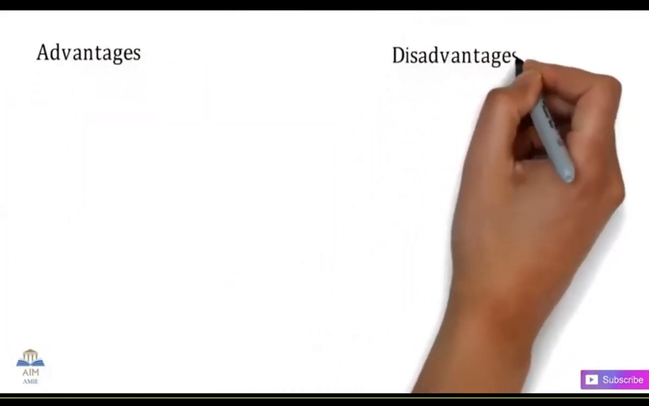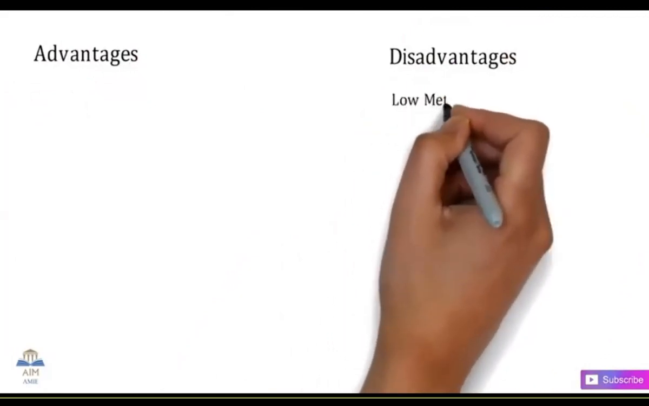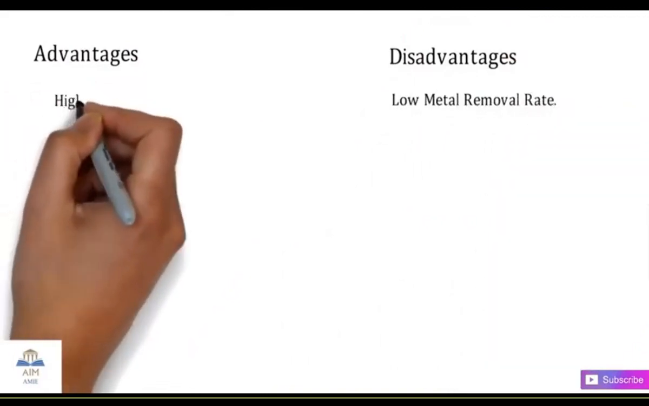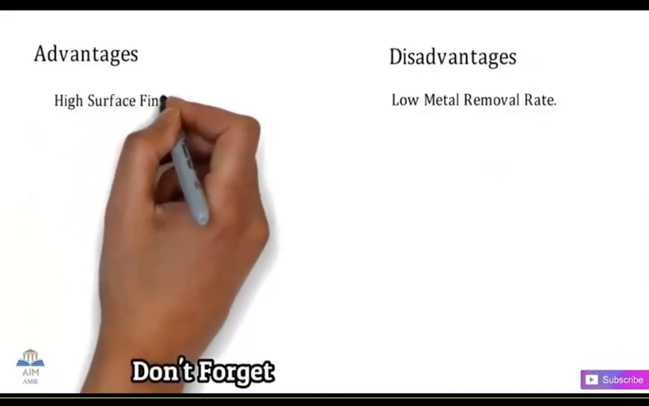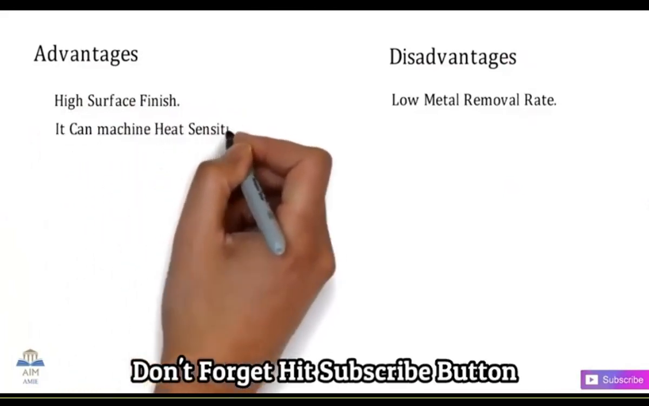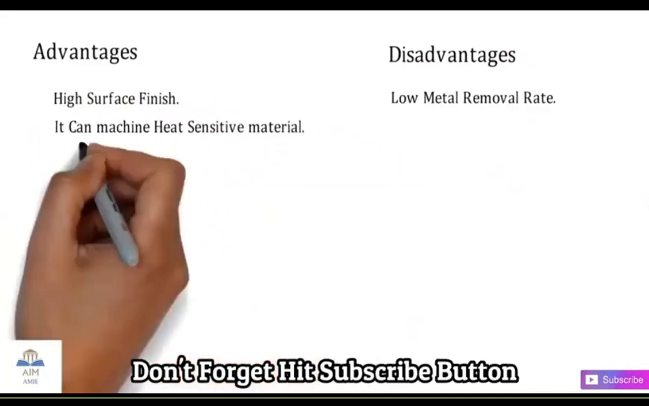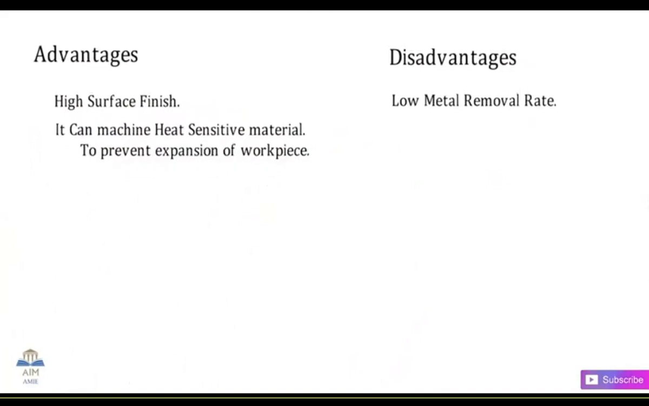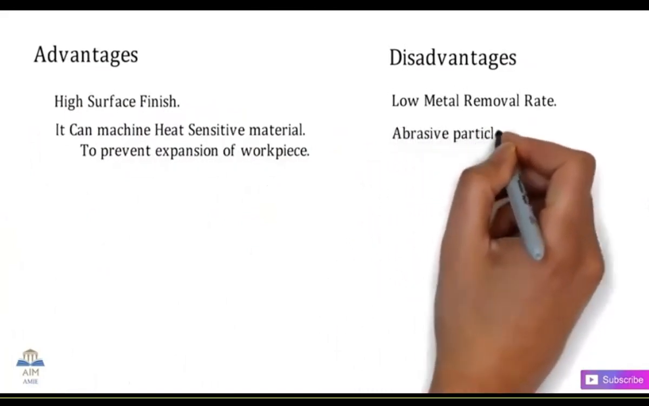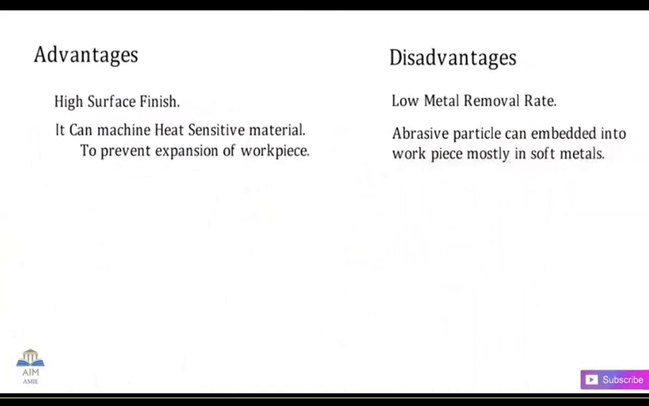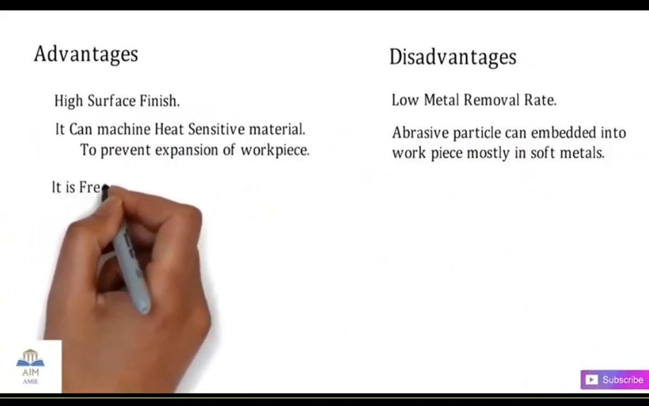Let's study the advantages and disadvantages of this abrasive jet machine. The metal removal rate is low in this case. This process takes some time, which goes under the disadvantages, and we get a high surface finish as the metal removal rate is very low. It can machine heat sensitive materials, preventing expansion of the workpieces, which comes under the advantages. The abrasive particles can embed into the workpiece if the workpiece material is soft.